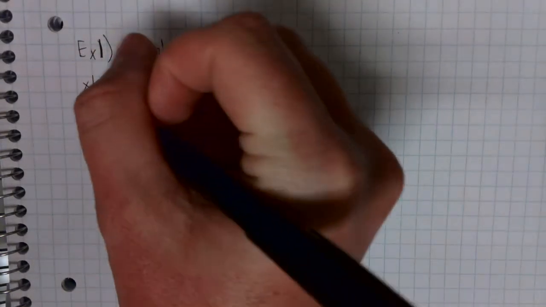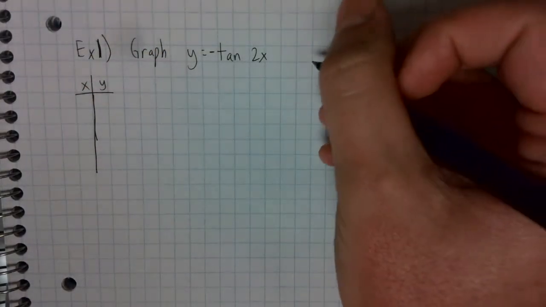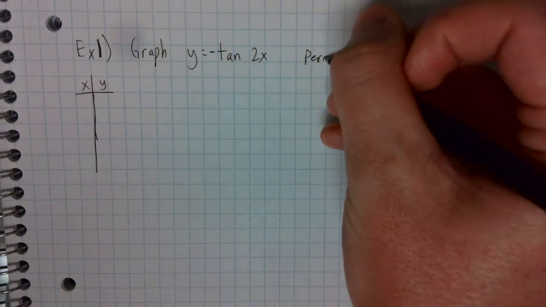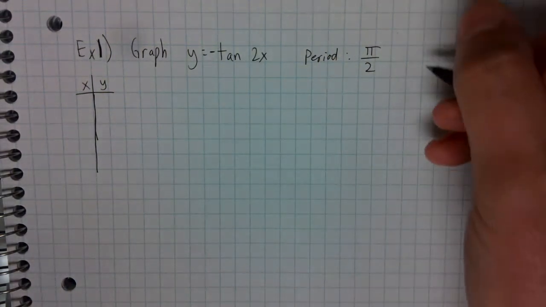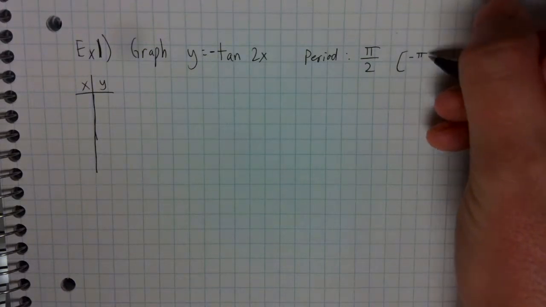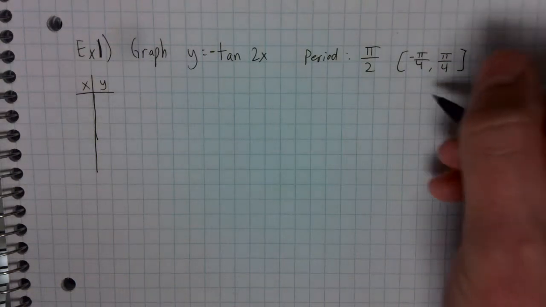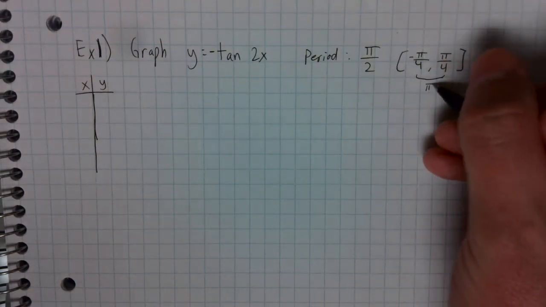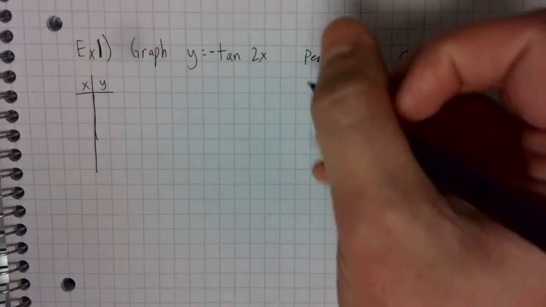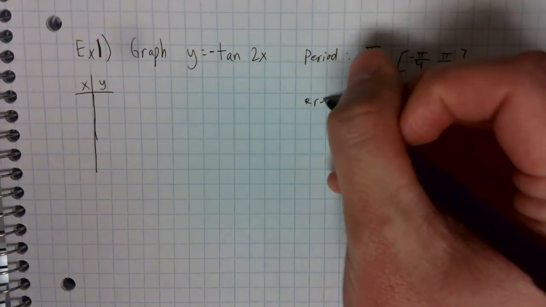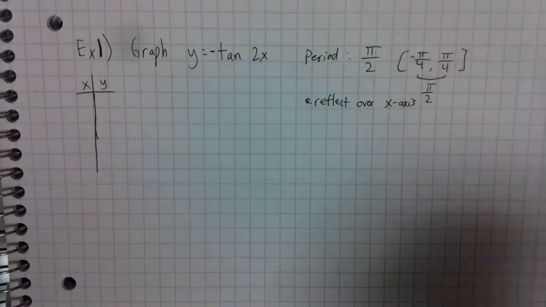So we're going to start with a table. And what we saw was the period for this one is going to be pi over 2. So what we really want to look at is values between negative pi over 4 and pi over 4. And that should cover, because that distance right there is pi halves, one full period for this tangent function. And then we also know that it's going to reflect over the x-axis.